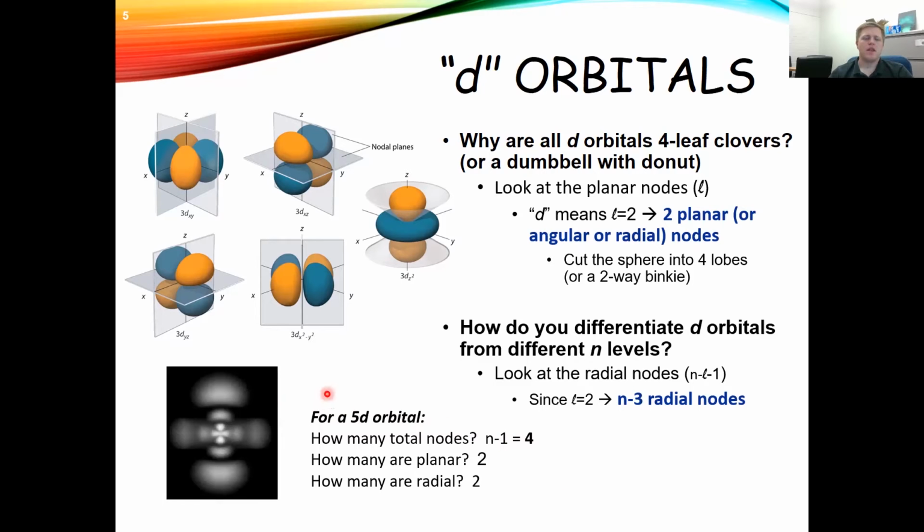And in this one, it can be a little bit hard to see, but we have the orbital cut in half this way, then cut in half this way. Then we have one radial node here and a second radial node in there.